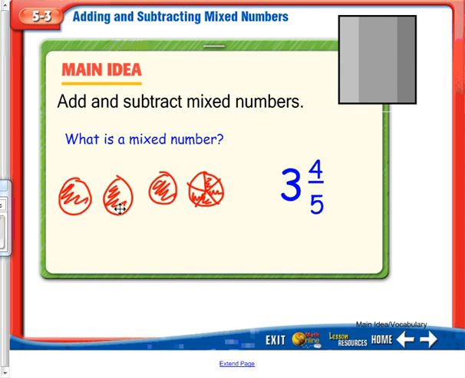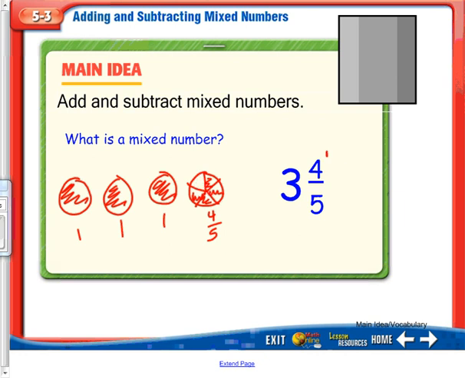So I have 1, 2, 3. So it's 1, it's another 1, it's another 1, and this is 4 out of 5. So altogether that'd be 3 4/5. So the whole number stands for how many whole pizzas or cookies that we have, and then the fraction tells us what part of the next one. So we only need this one extra part in order to get to the next whole.